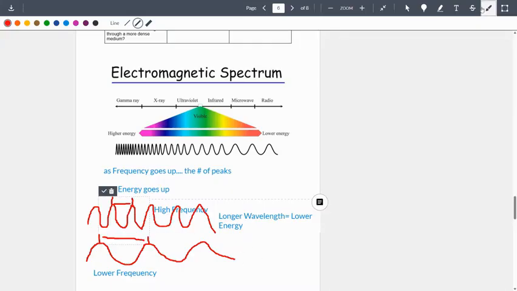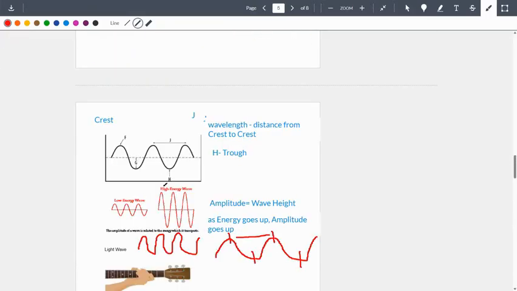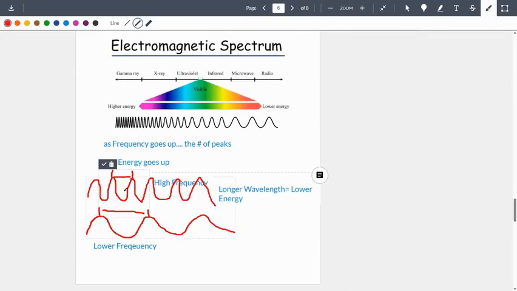So we've been throwing a lot at you. Remember, this is parts of a wave. We've got amplitude as wave height. We've got frequency, which is the number of peaks. This would be a frequency of 6. This one would be a frequency of 3. Last but not least, if we have high frequency over here on this EM spectrum, we're going to have high amounts of energy.